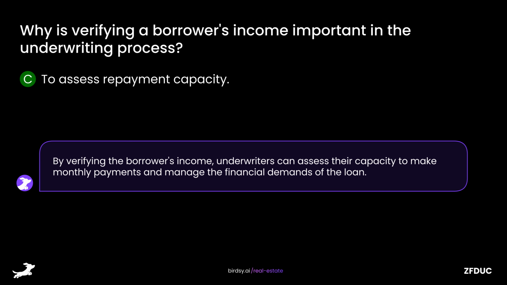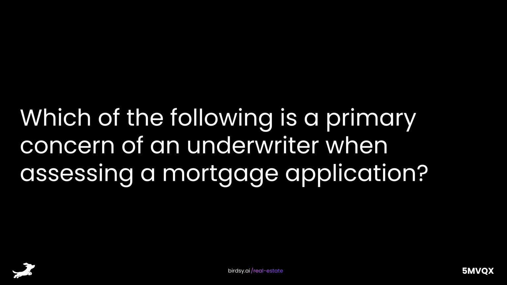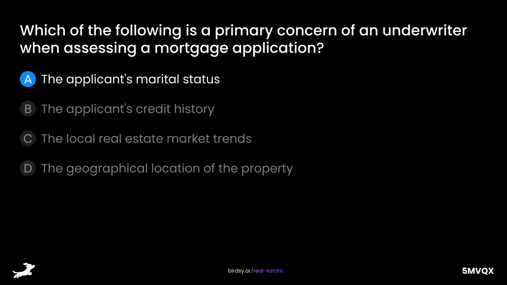By verifying the borrower's income, underwriters can assess their capacity to make monthly payments and manage the financial demands of the loan. Which of the following is a primary concern of an underwriter when assessing a mortgage application? Is it A. The applicant's marital status, B. The applicant's credit history, C. The local real estate market trends, or D. The geographical location of the property?